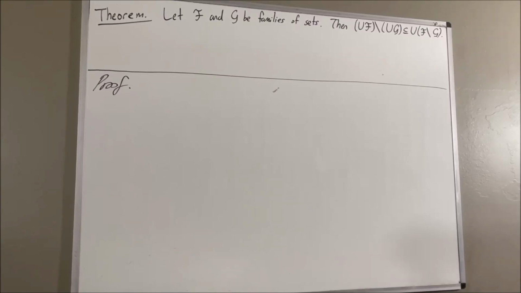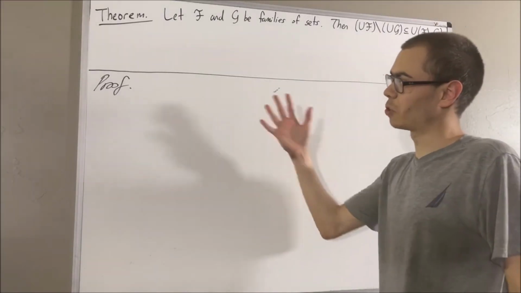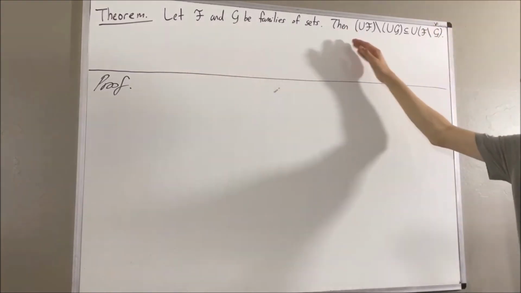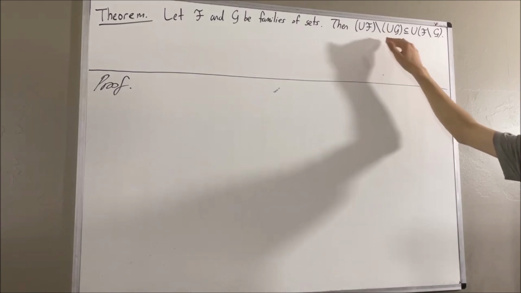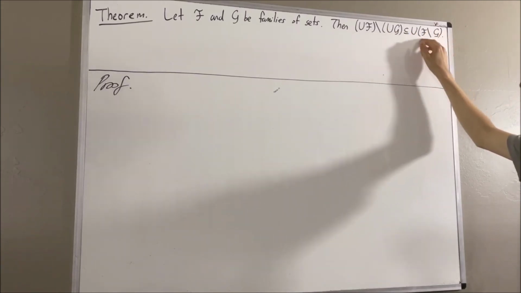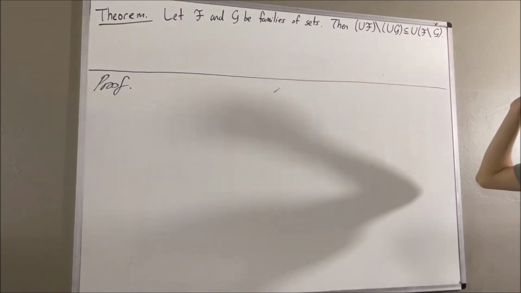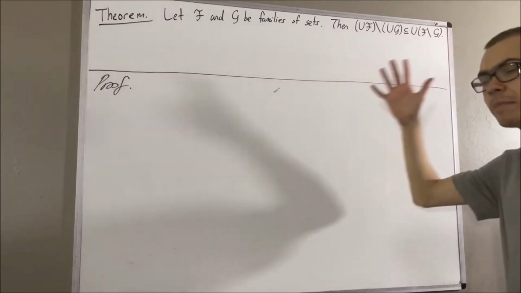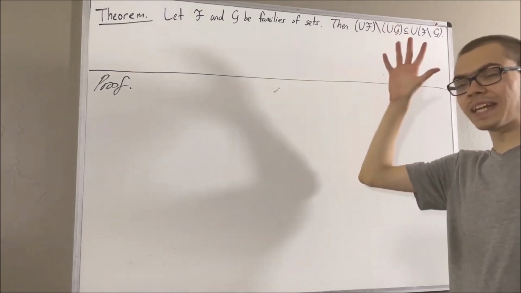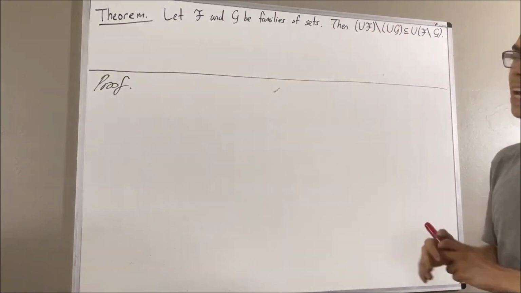Hello! In this video, we're going to prove the following theorem. Let F and G be families of sets. Then the union of F, set minus the union of G, is a subset of the union of F set minus G. Now, if you recall, given a family of sets F, to say that X is an element of the union of F means that X is an element of some set in F.